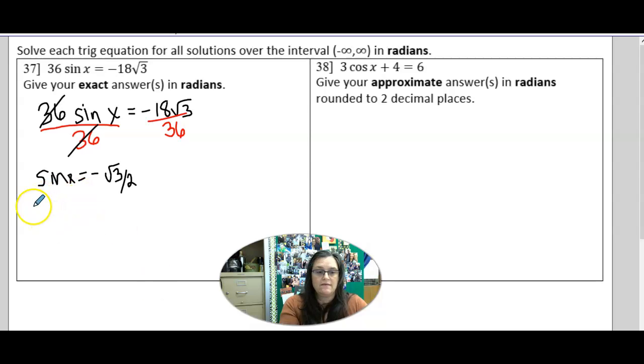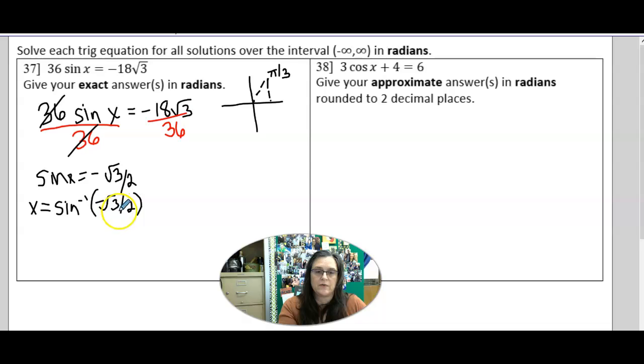Then we take the inverse of both sides, and sine inverse is the arc sine. Gets the x by itself on the left, and then on the right we're going to evaluate the arc sine of negative square root of 3 over 2. So the sine of square root of 3 over 2 is our reference angle, and that would be pi over 3.